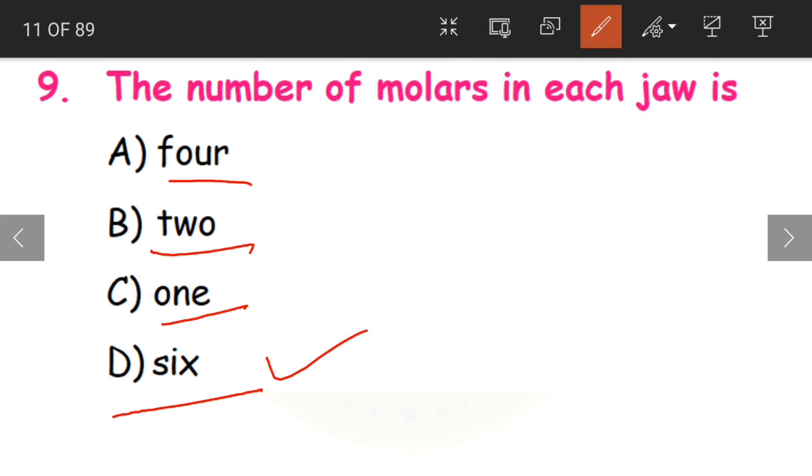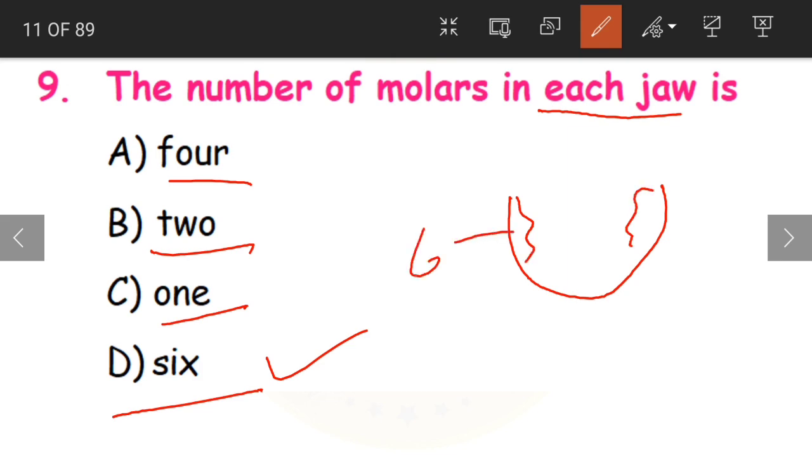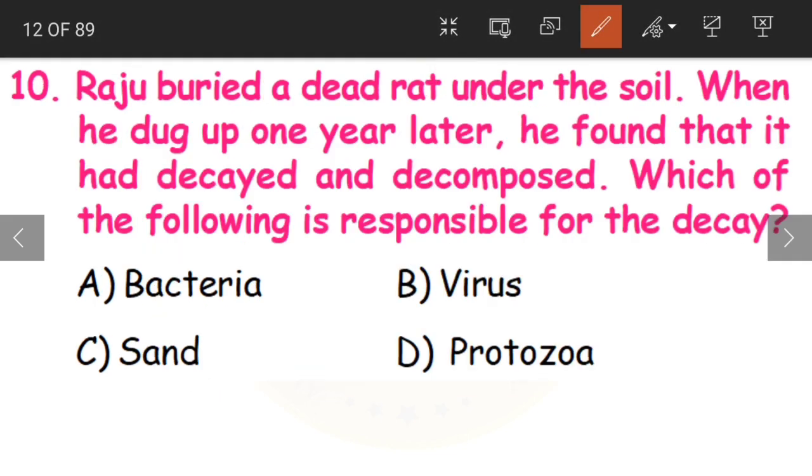Okay, children, clear? Now, if you combine both the jaws, the upper jaw and lower jaw, then the total figure is 12, because we are talking about only one jaw. It may be an upper jaw or a lower jaw. Suppose this is the lower jaw, you will be having 3 here and 3 here. So only 6 you will be having. Clear?